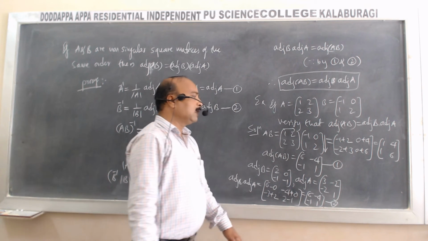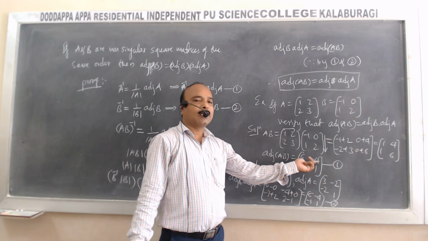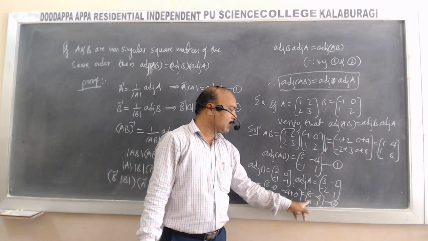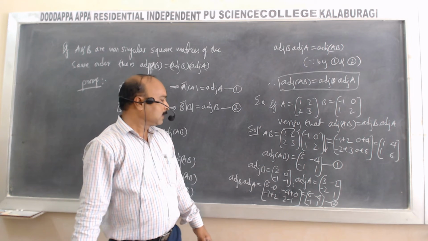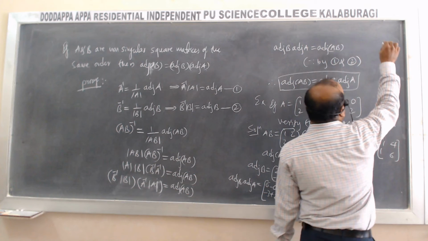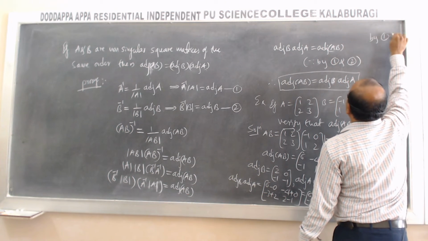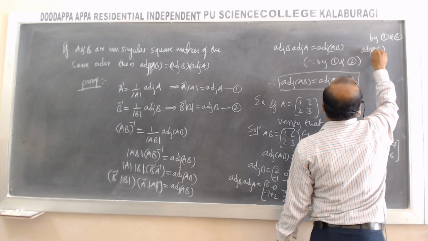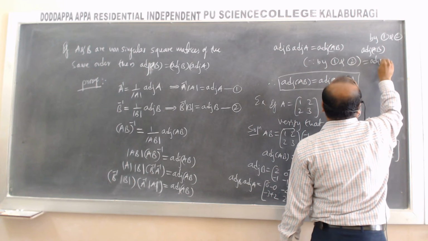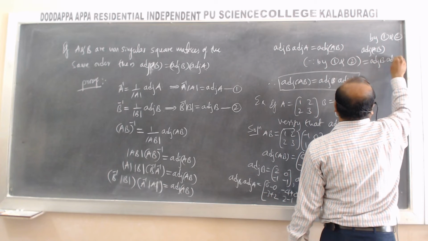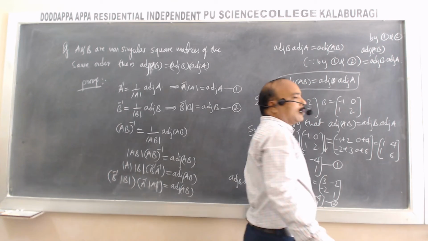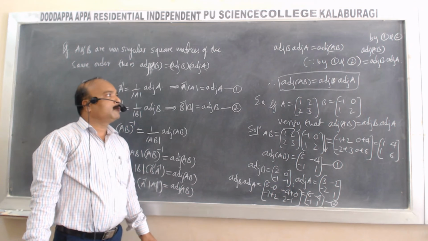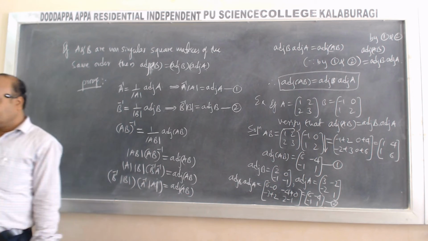Now right hand side of these two equations are equal, that is 6, -4, -1, 1. Here also 6, -4, -1, 1. Therefore by 1 and 2 we conclude that adjoint of AB is always equal to adjoint of B into adjoint of A. It is verification of the given example by using adjoint of the matrices. Take the solution.